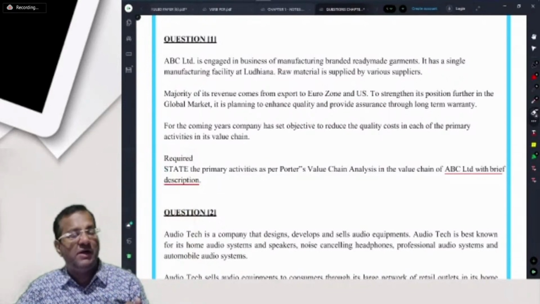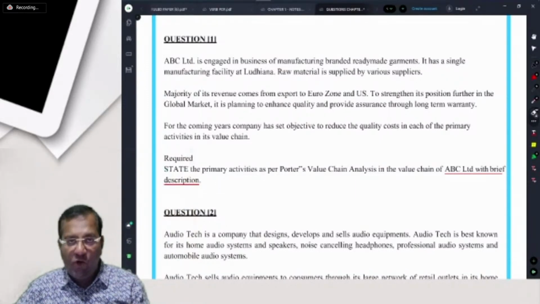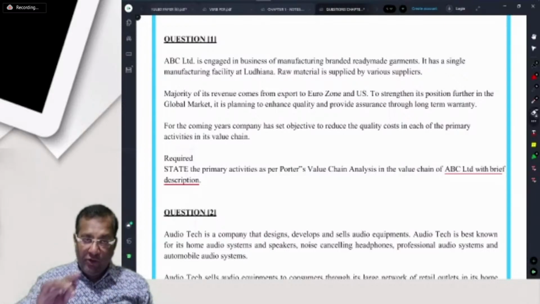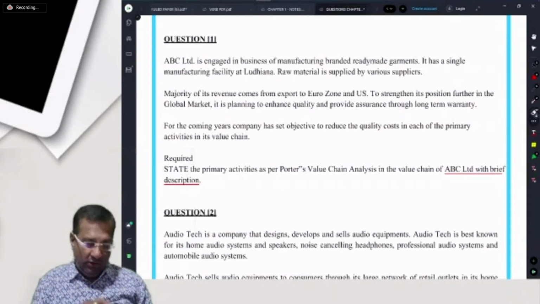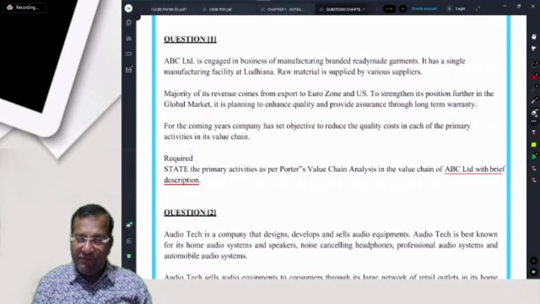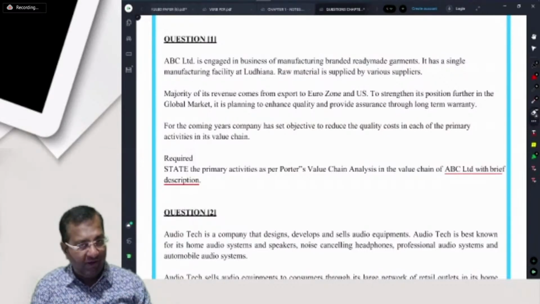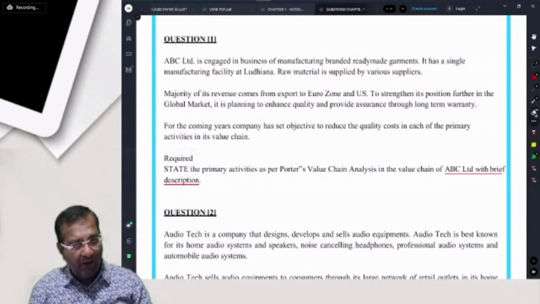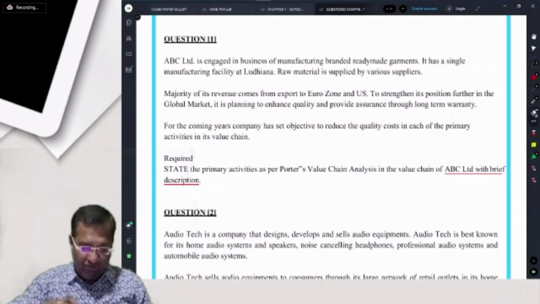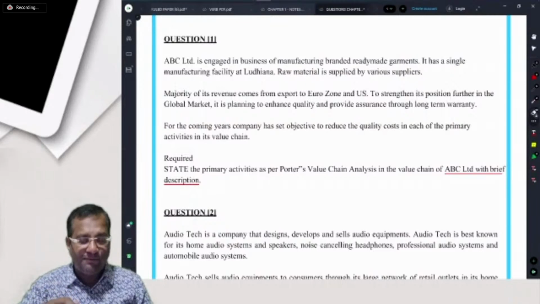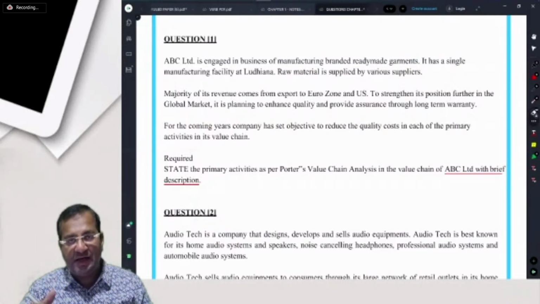Then we will write down the first point. The first primary activity, what was the first point? Inbound logistic. This is very important. First of all, you have to write the theoretical content in a maximum of 1 or 2 lines. Inbound logistic: these activities are concerned with receiving, storing, and distributing the raw material to the production process. This is the theoretical point. And then you have to link such activity in ABC Limited.